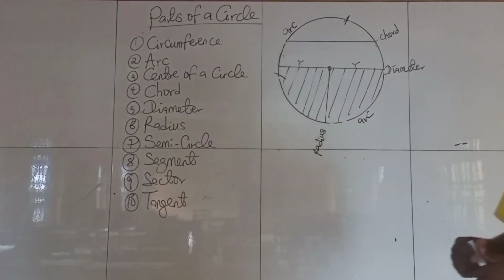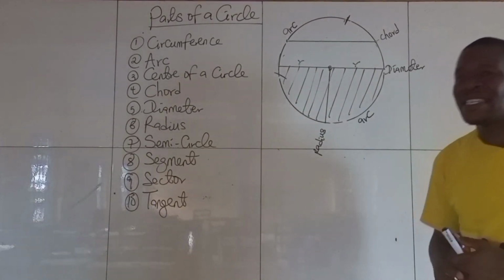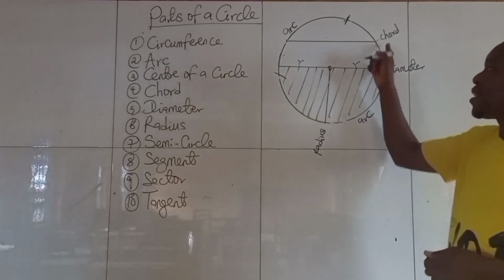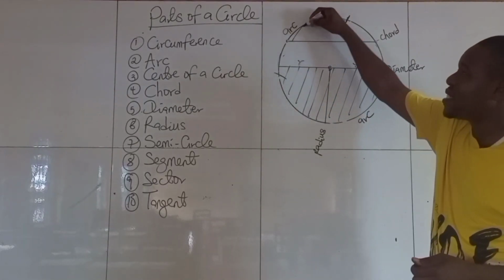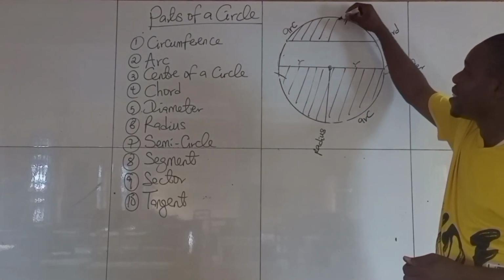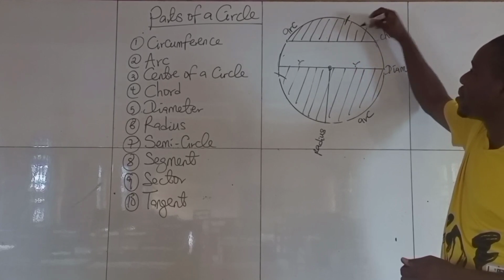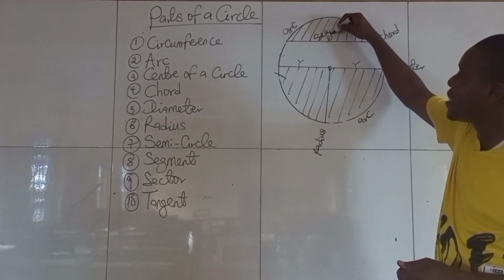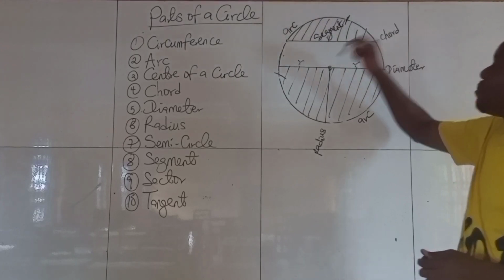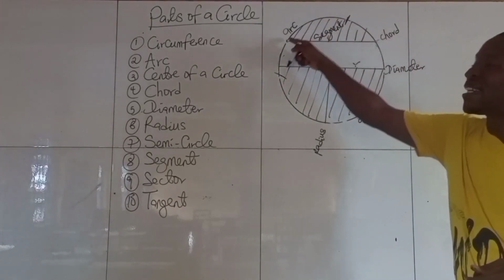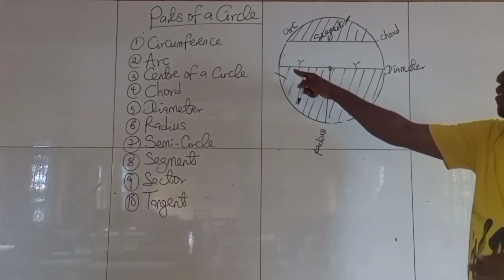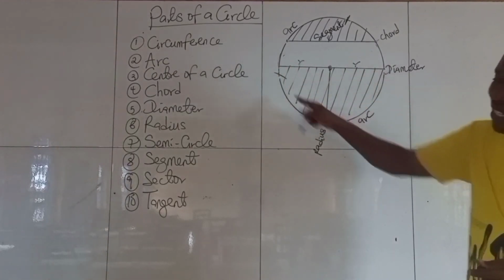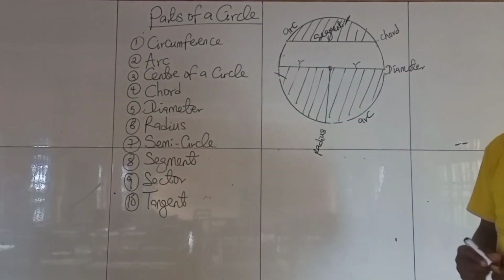So we look at the eighth one, segment. Segment is a region bounded by the chord and an arc. So this is the segment. So any space or region in a circle that is bounded by a chord and an arc is this segment. But if it is bounded by a diameter and an arc, it becomes the semicircle.